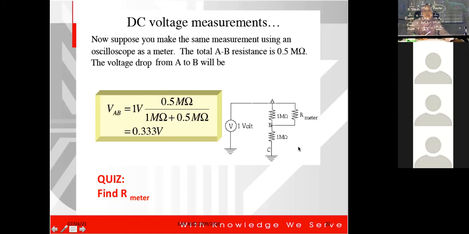So Faris Suleiman, you are correct. The answer is 1 mega ohm. Semua nampak tak? Semua agree with my answer? Nampak. Alright, we can move to the next slide.